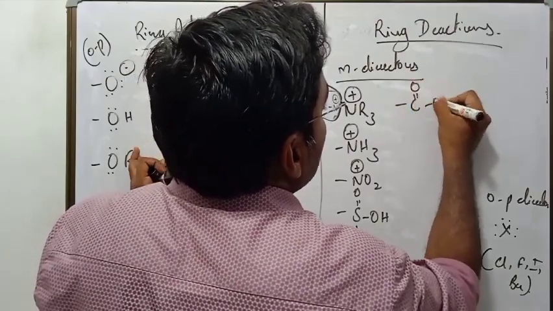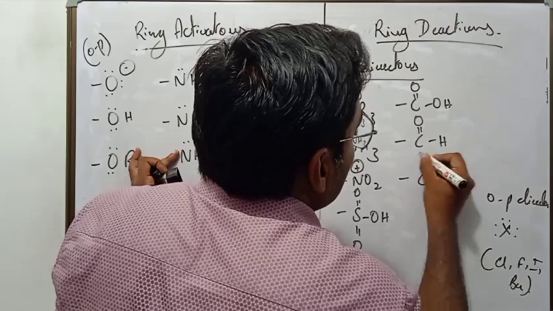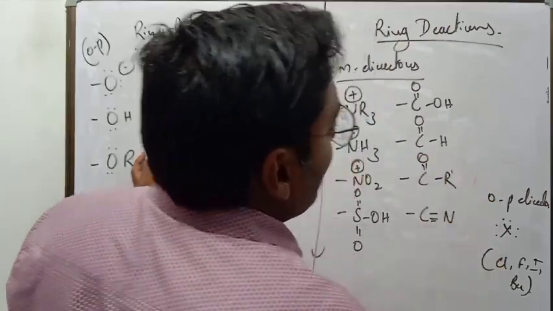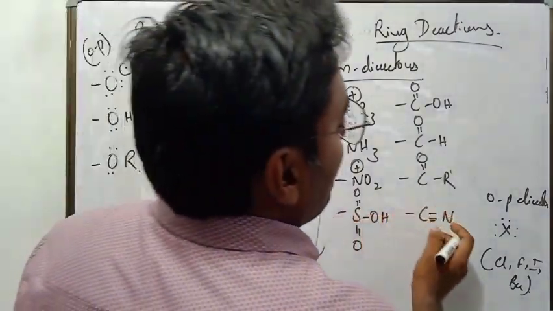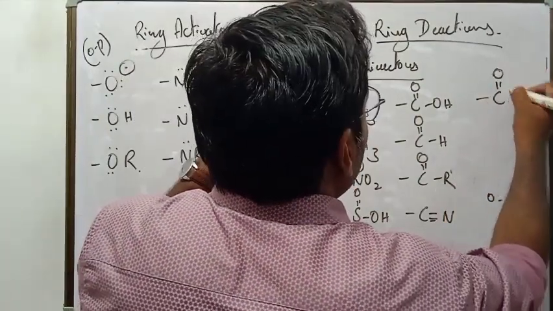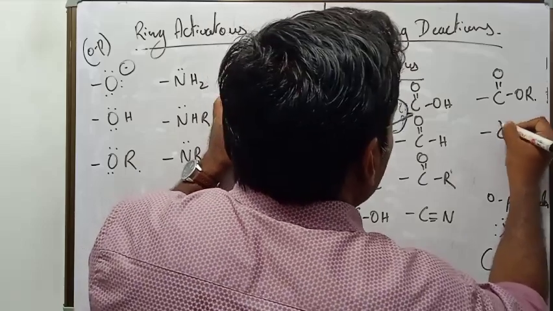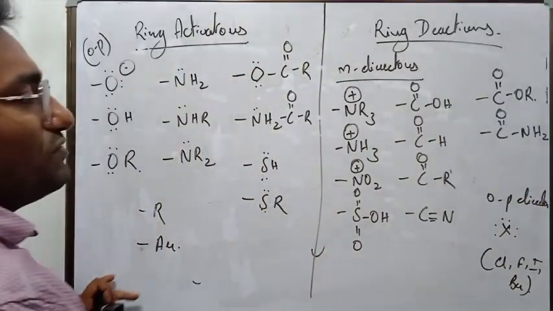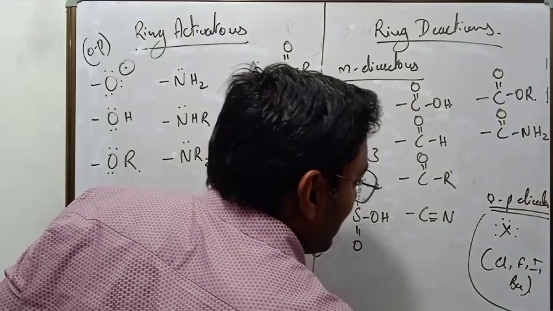acids, aldehydes, esters, nitrile, right? All of that which you have written in meta director, you can write it here. Also you can write your ester. The key atom here should be carbon, and acid amides, the key atom should be carbon. Remember that. All of that which you have written, and orthopara directors also, here halogens you have to include in deactivators.